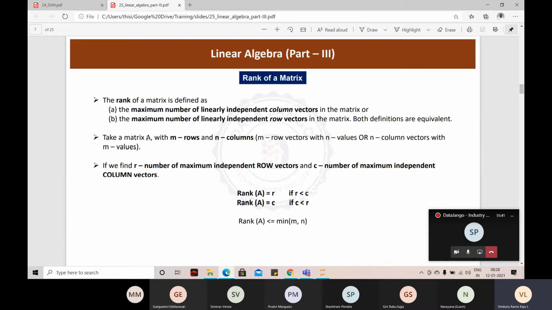Take a matrix A with m number of rows and n number of columns. If you find r, the maximum number of independent rows, and c, the maximum number of independent columns, then the rank of the matrix is going to be the minimum of m comma n. So the minimum of these two. If r is less than c, r is going to be the rank; if c is less than r, c. Simple.